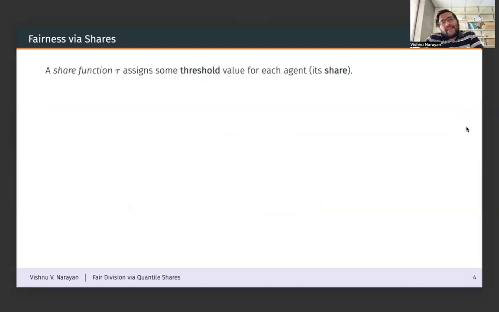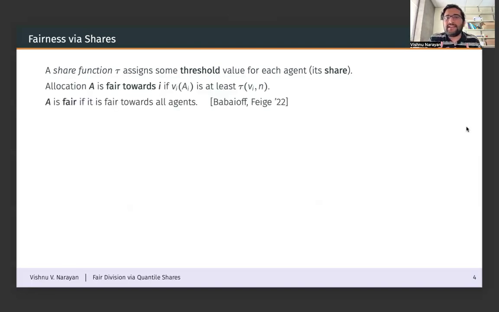So with that, let's look at fairness via shares. A share function tau is a function that assigns some threshold value for each agent, which we call its share. And then we say an allocation is fair towards agent i if agent i's value is at least its share value. So v_i of A_i is at least tau of v_i comma n, where the share tau is a function of the agent's valuation and also the number of agents that the items are to be partitioned amongst. And of course, an allocation is fair generally if it is fair towards all of the agents. This was formalized in very recent work by Babaioff and Feige, but this notion has been around for many decades.